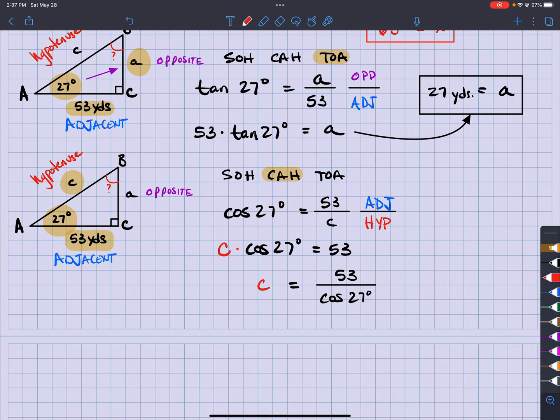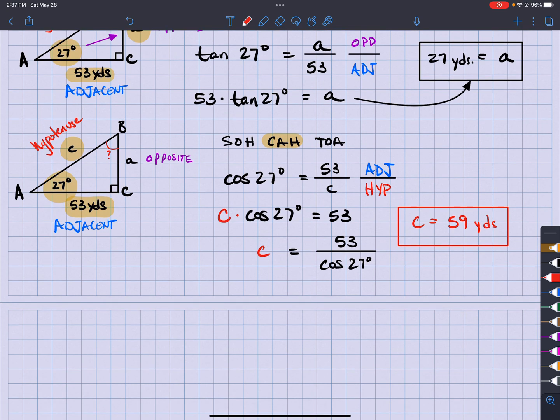So what is my C going to equal? Let's see. All right, so I got 53 divided by the cosine of 27, and it's approximately 59 yards. And there we go. All right, so these are my three answers right here. And that is going to leave me with choice C. And there we go.